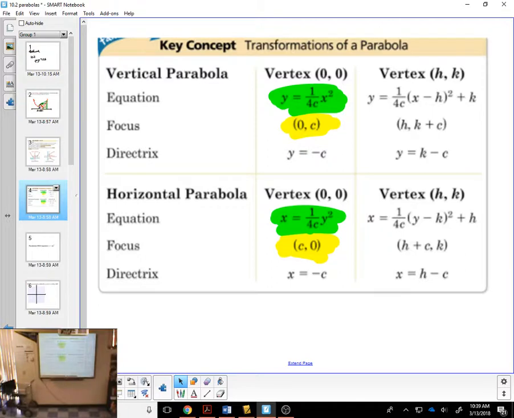Wait, is that an E or a C? Right. This is what I really need you to know right here. It's C. The letter C.